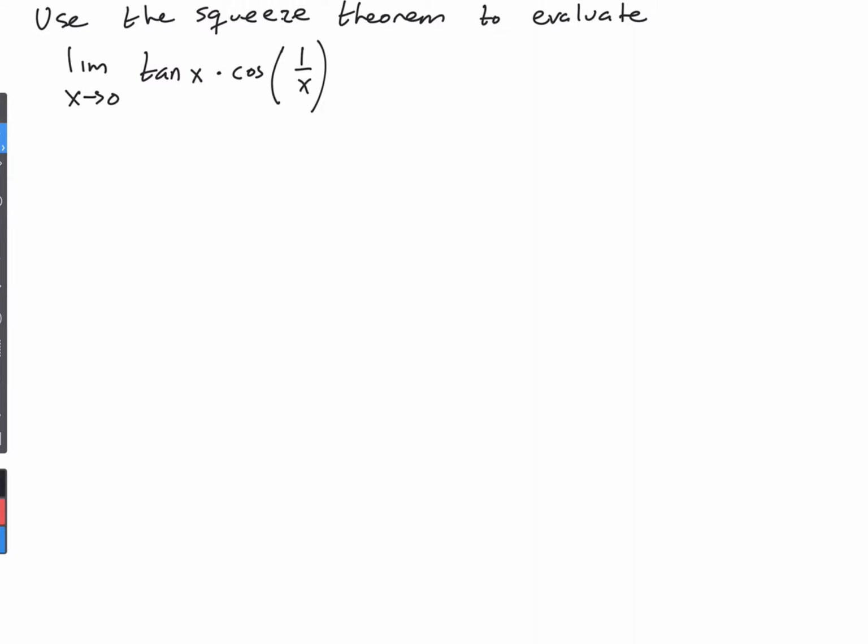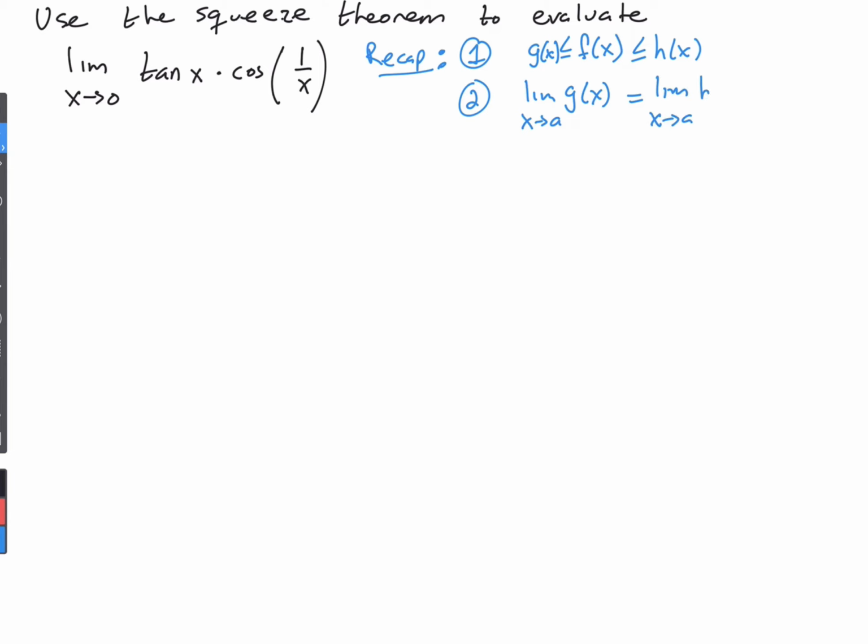Remember the squeeze theorem. Just to recap, we have two conditions that we need to satisfy. The first one is that I need to be able to squeeze my function between two other functions, so I need to figure out this inequality. And then the limit as x approaches a of the two functions that are squeezing mine has to be the same. If those two conditions are satisfied, then we can say that the limit as x approaches a of the one in the middle is equal to that same number.